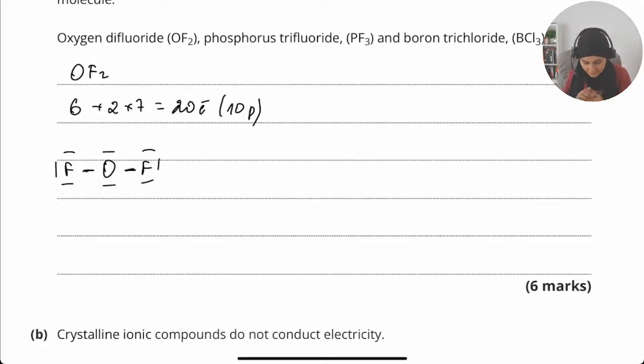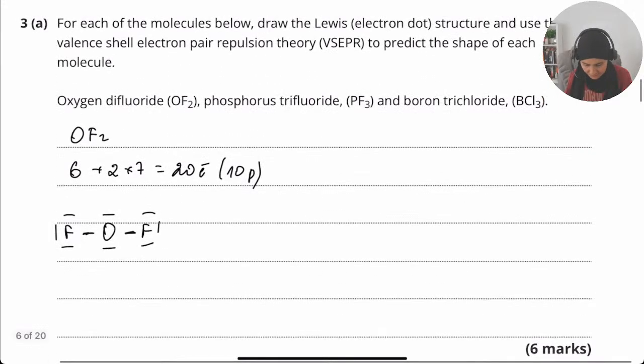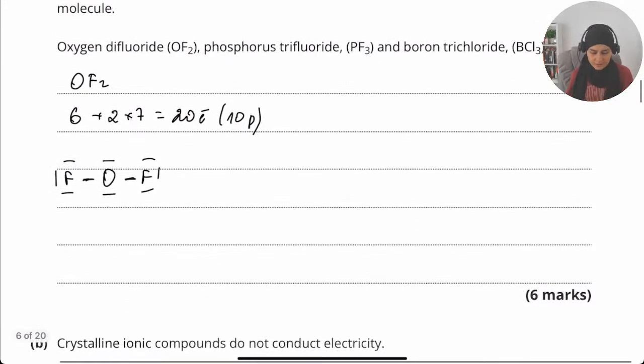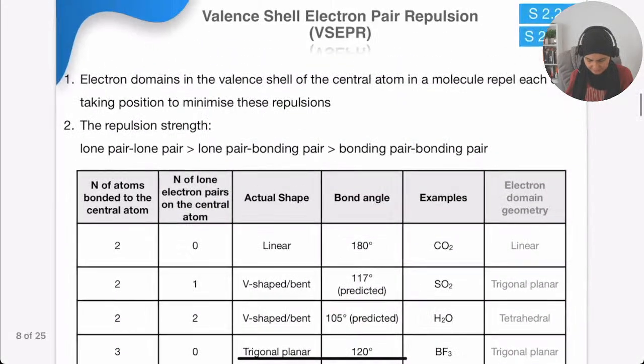Now what do we need as well? We need the shape. How do we find the shape? We have this table that everyone hates. This is the table for IB HL.